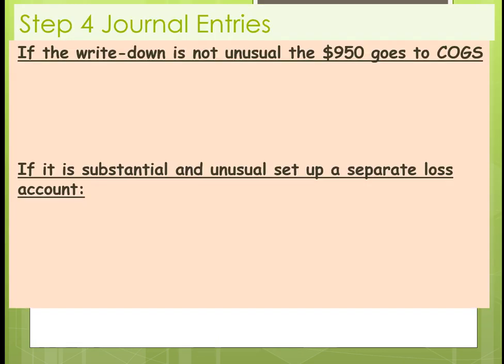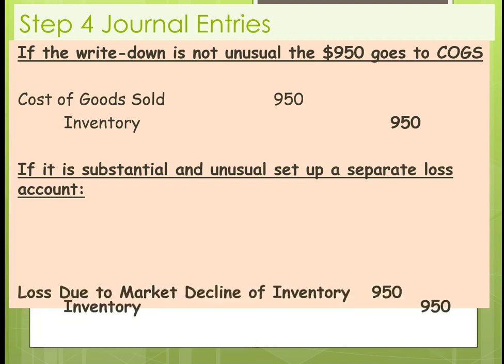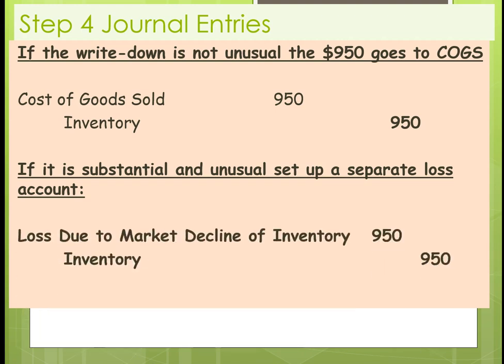So here are the two journal entries. The first, not unusual, is going to increase cost of goods sold and decrease inventory. If it is unusual and substantial, it would be a line item in other, but we'd still just reduce our inventory.